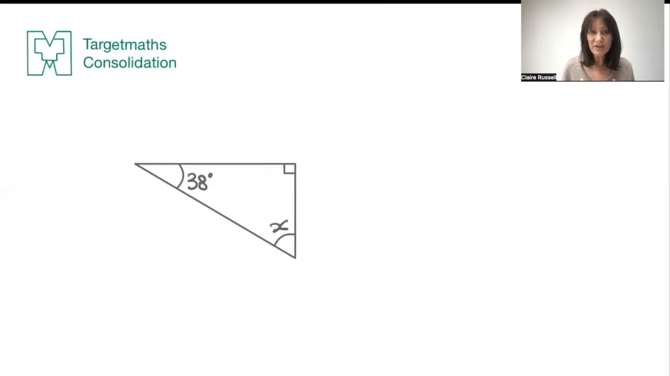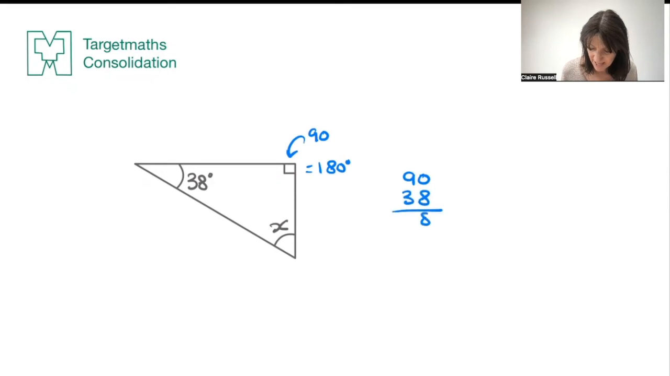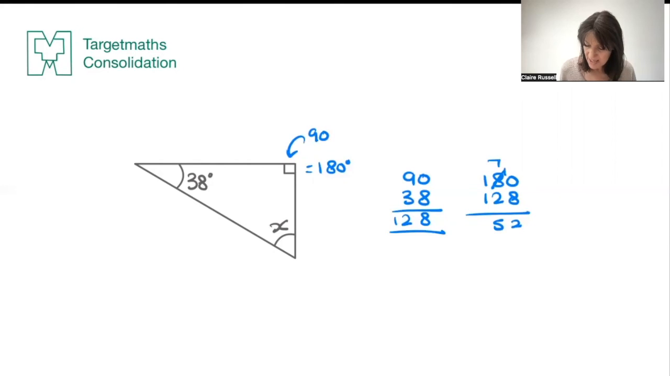Okay, so I am looking at a basic triangle. So I know that it's 180 degrees. I know this is 90. So I'm going to add up what I know. I've got 90 and 38, which is going to give me 8, 9, 10, 11, 12. So that's going to give me 128. I just need to take that away from the 180, and that will give me my answer. So let's 10 take 8 is 2, 7 take 2 is 5, and 1 take 1 is 0. So X is equal to 52 degrees.